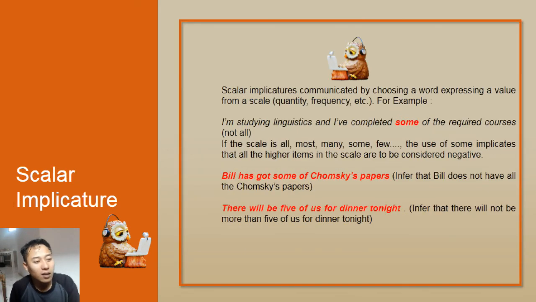And the last is the scalar implicatures. They communicate by choosing a word expressing a value from a scale, such as quantity, frequency, and so on. For example, I'm studying linguistics and I've completed some of the required courses, not all, right? If the scale is all, the use of some implicates that all the higher items in the scale are to be considered negative.